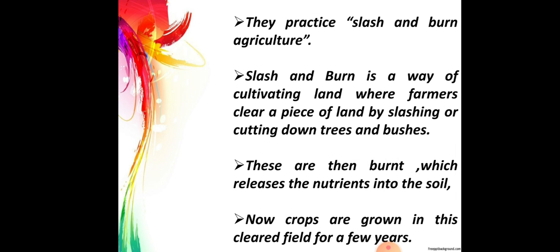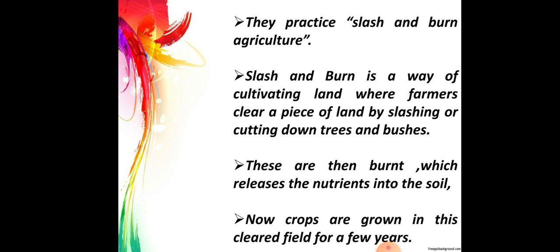As hunting and fishing are uncertain, it is the women who keep their families alive by feeding them the vegetables that they grow. Now, people living in the Amazon basin practice slash and burn agriculture. Now, let us see what this method is all about. Under the slash and burn method, farmers clear a piece of land by slashing or cutting down trees and bushes. Then these are burnt, which releases the nutrients into the soil.